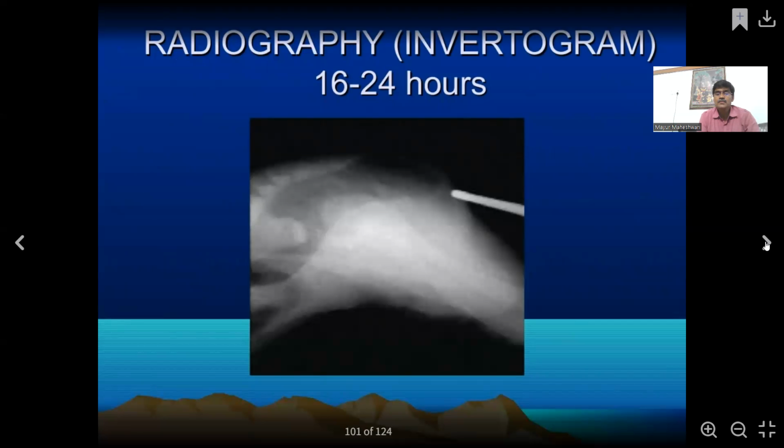This is an invertogram, which we used to do previously. You have to place a radiopaque object, like a coin, at the anal dimple and then do an invertogram, for which we have to wait ideally for 16 hours minimum so that the gas can reach the lowermost point.